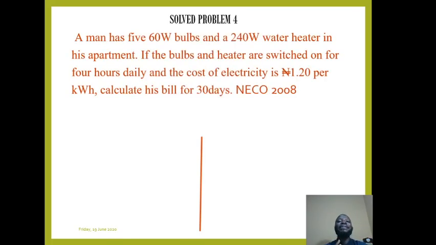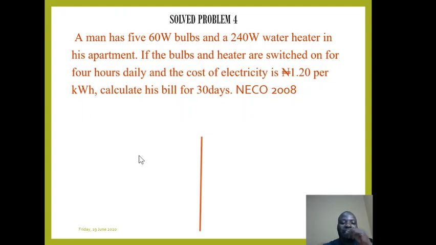The fourth question we have here is: a man has a 5 60-watt bulbs and a 240 watt water heater in his apartment. If the bulbs and the heater are switched on for 4 hours daily, and the cost of electricity is 1 naira 20 kobo per kilowatt hour, calculate its cost or its bill for 30 days. This is NECO 2008.